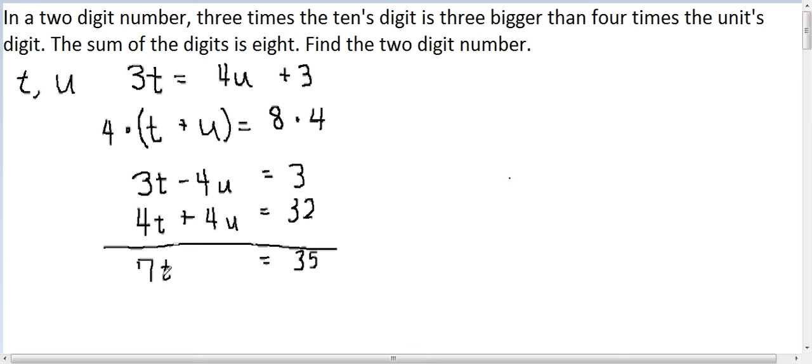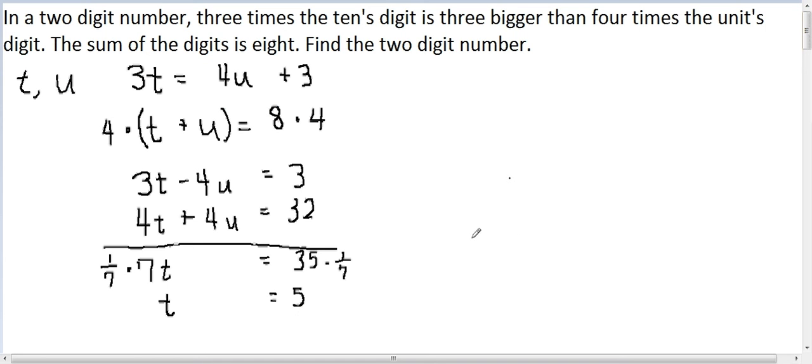And to solve this equation for t, we'll multiply both sides of the equation by 1/7. 1/7 times 7 is 1, and 1 times t is t. 35 multiplied by 1/7 is 5. So we found that the tens digit of this number is 5.